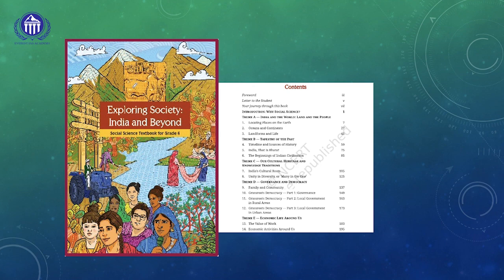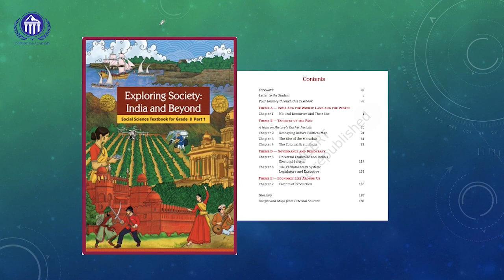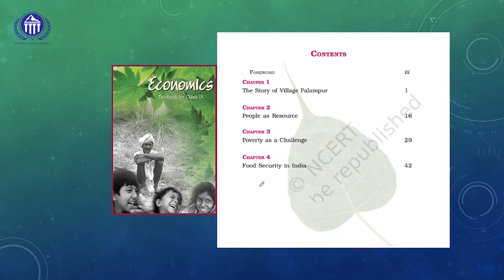When it comes to the 6th standard NCERT, Exploring Society, India and Beyond, you need to cover Theme E, Economic Life Around Us, chapter numbers 13 and 14. Now coming to the 7th standard NCERT, Exploring Society, India and Beyond, here you need to cover Theme E, Economic Life Around Us, chapter numbers 11 and 12. Now coming to the 8th standard NCERT, that is Exploring Society, India and Beyond, here Theme E chapter 7 can be covered.